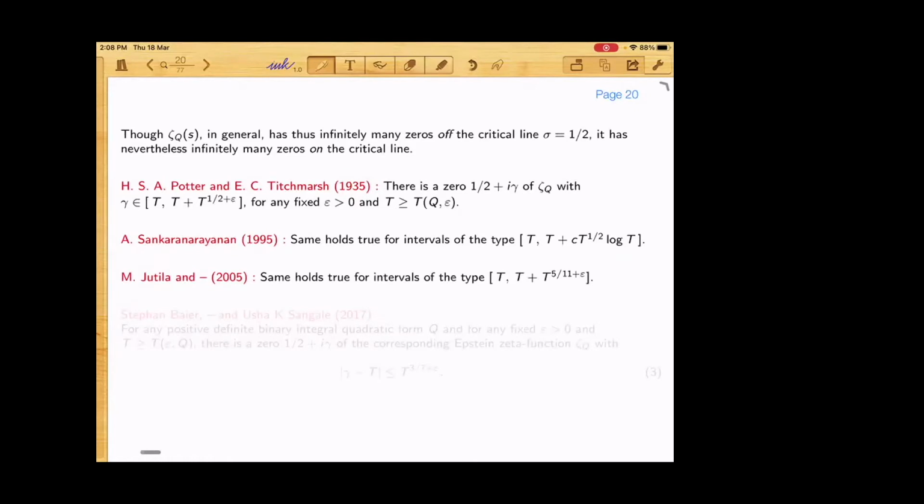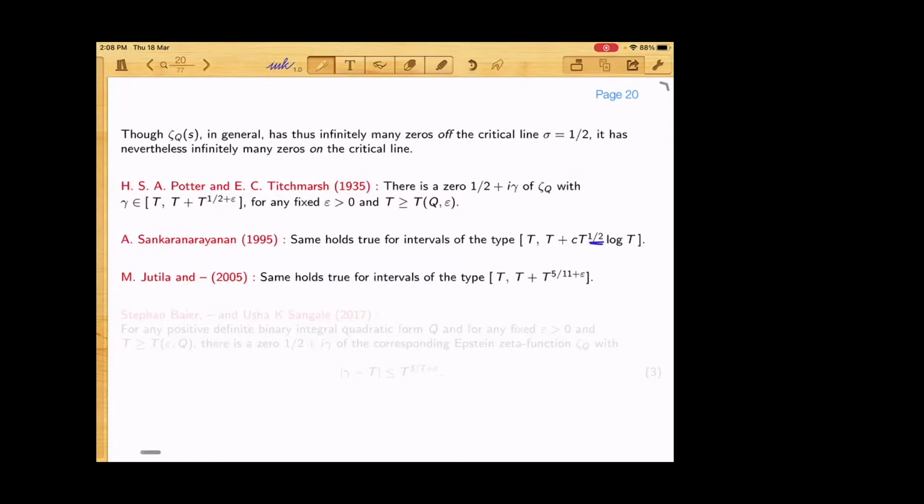And the next, so this was a barrier, this exponent half looked like a barrier. All right. So in 2005, Zutila and myself showed that, in fact, we can cross this half line to the left of half, and we managed to go up to 5/11. The moment we crossed half, we just left it there.